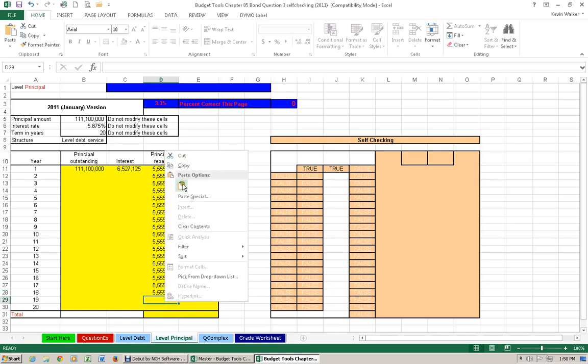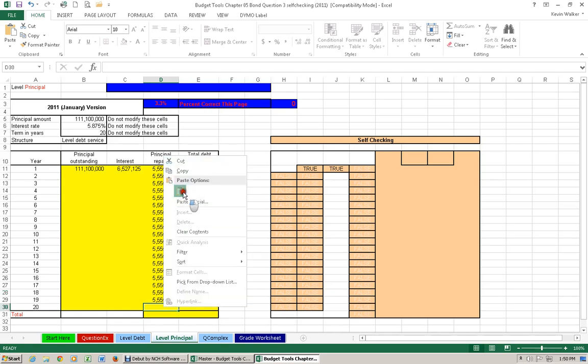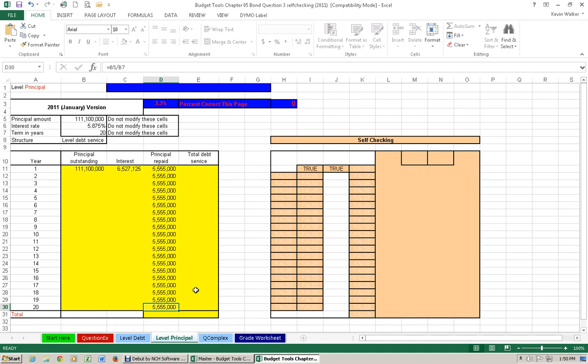All right, now 20 years. We did the math. We know over 20 years that's going to be the principal repaid on a level pay here. So now this is level principal. Let me say this: level principal.